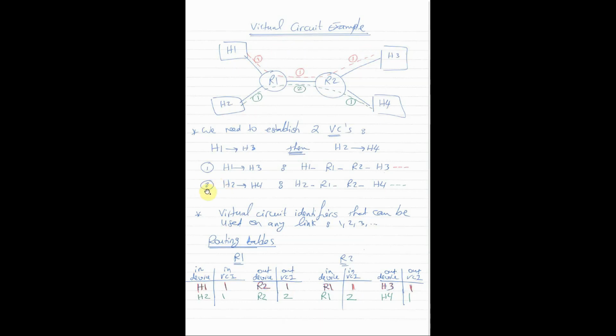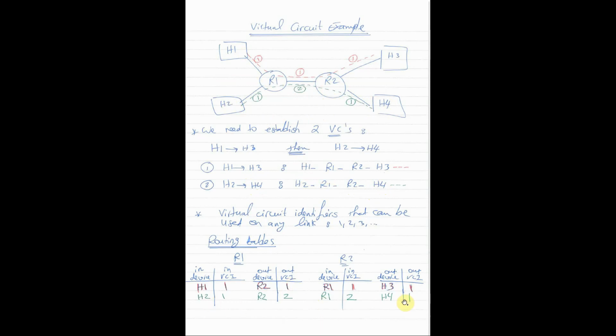So we have a second connection here, in chronological order. We have a second connection, host 2 to host 4, right? What's the first step in establishing a connection? The first step is to choose a path from source to destination. According to this particular figure, to this particular topology, we have only this path available that goes from host 2 to R1 to R2 to host 4.